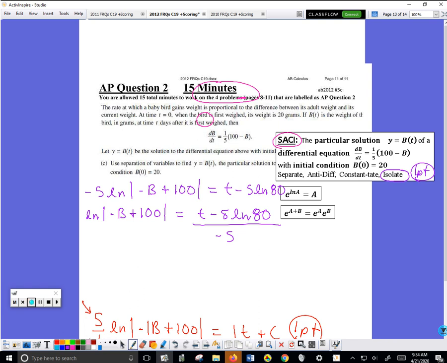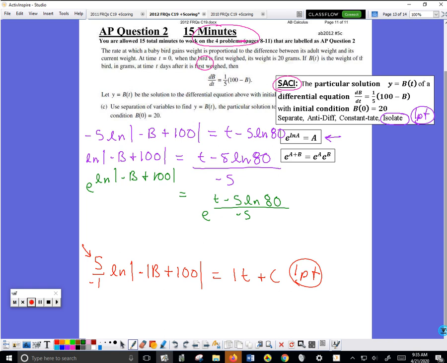Okay, to get rid of the ln, I use this formula right here. So I take and make both sides an exponent of e. So I'm going to have e to the natural log, absolute value, negative b, plus 100 is equal to e to that big mess. This problem gets messy, but you don't have to clean it up. You can just leave it messy. Just keep using paper. Okay, e to the natural log of something is just something. So now I can get rid of this.